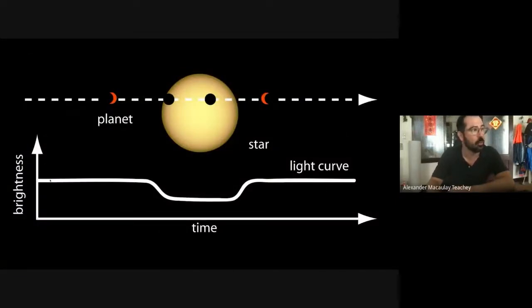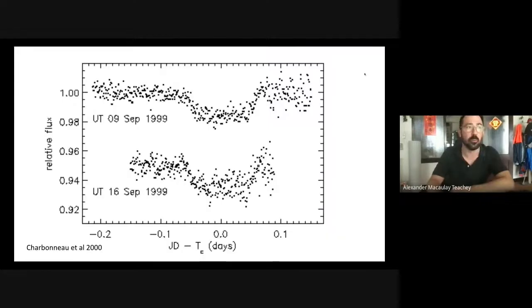So the planet's coming in, we're measuring the brightness of the star over time, and then as the planet is in front of the star, we have this dip in the intensity of the starlight, this very specific kind of trapezoid shape here as the planet is in transit. And then as the planet leaves, the starlight returns to what it was doing before.